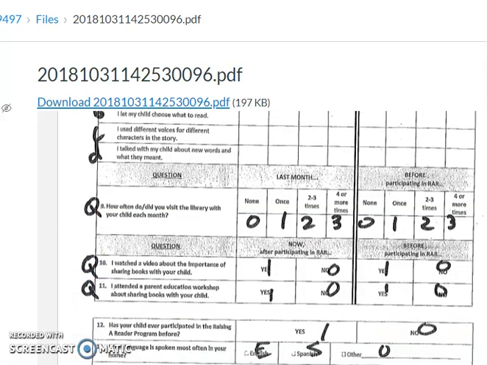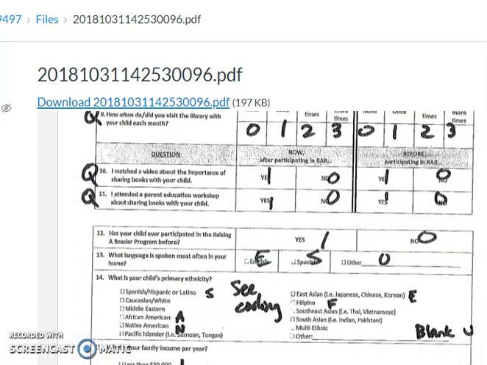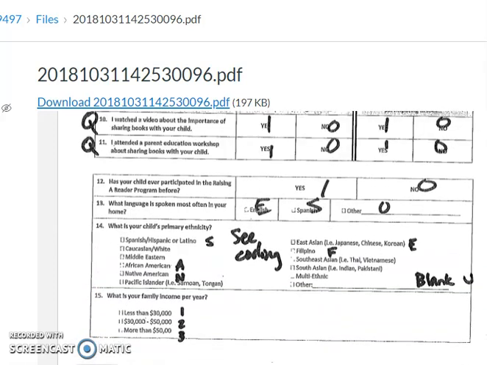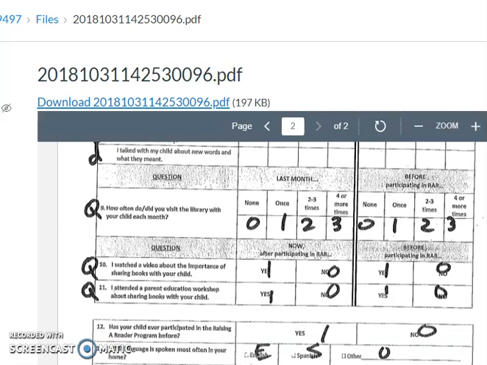Then you've got Q9, Q10, Q11 to Q12. Q13 is language. Q14 is ethnicity. Q15 is income. And then there's one question at the end: is English a second language in the home? That was determined by whether they received and filled out this questionnaire as Spanish or as English. If we entered the data based on a Spanish form, we put English as the second language. Okay, so that is your form.